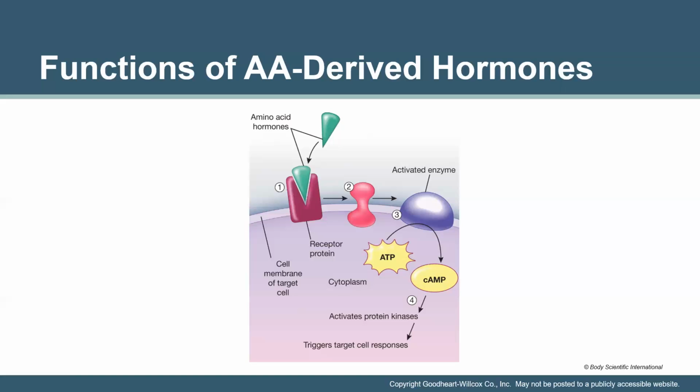Now, there are other second messengers that could be there rather than just the cyclic AMP, or the cAMP. And it could be something called cyclic guanosine monophosphate, inositol triphosphate, and/or calcium ions, to name a few. So that second messenger can be a variety of different compounds used to then inspire other responses and actions within the cell.